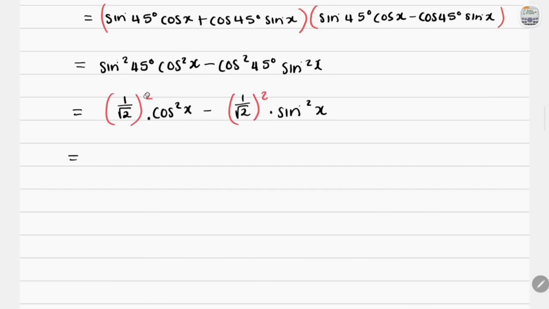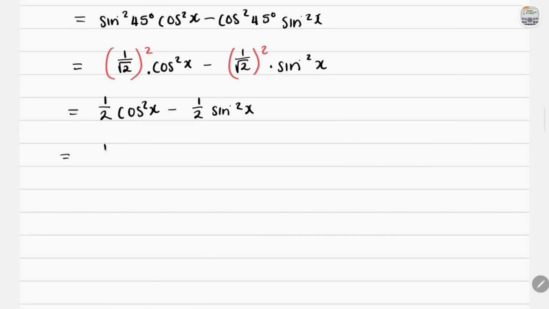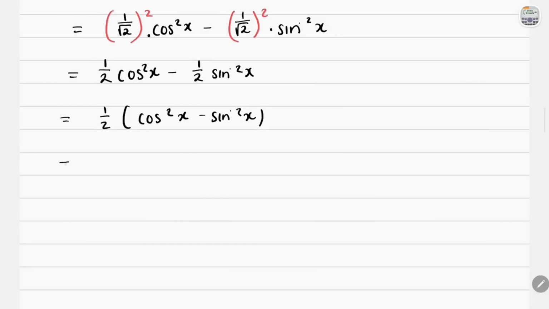So this is equal to, the 1 gets squared and becomes 1, the root 2 gets squared and becomes 2, and you have a half cos squared x. And then the same thing happens there, it's minus 1 over 2 sine squared x. And we have a half common, so we take a half out as a common factor, and we have cos squared x minus sine squared x. And then this is the identity for cos squared x minus sine squared x. It is equal to cos 2x. So this is actually a half multiplied by cos 2x.